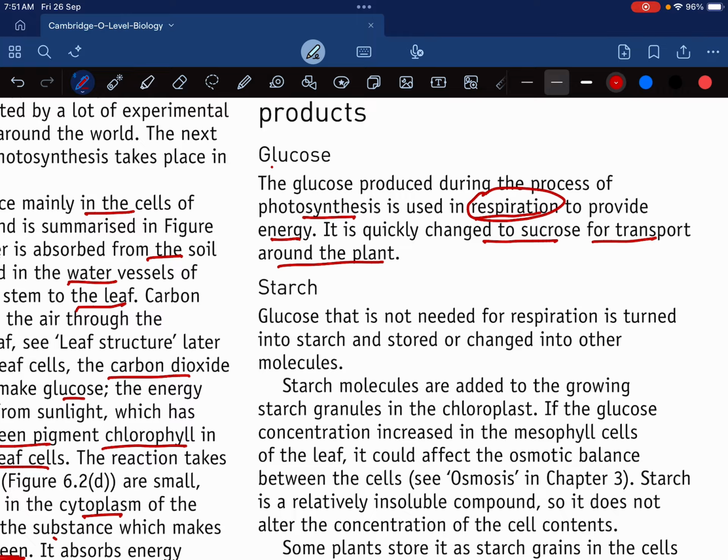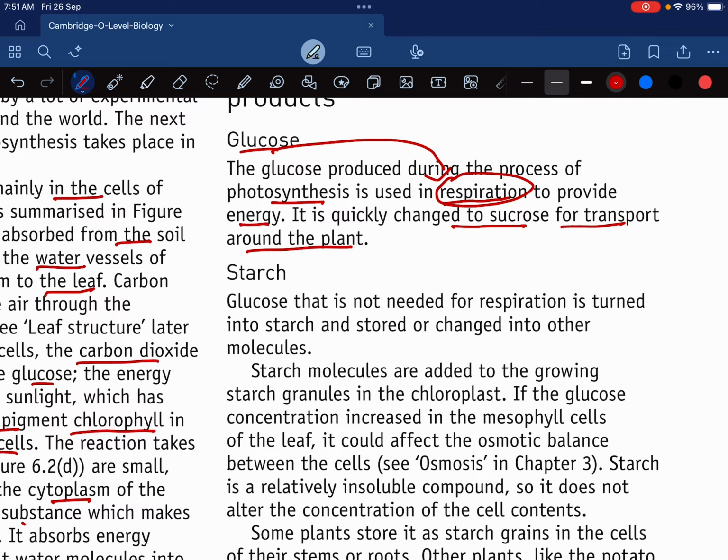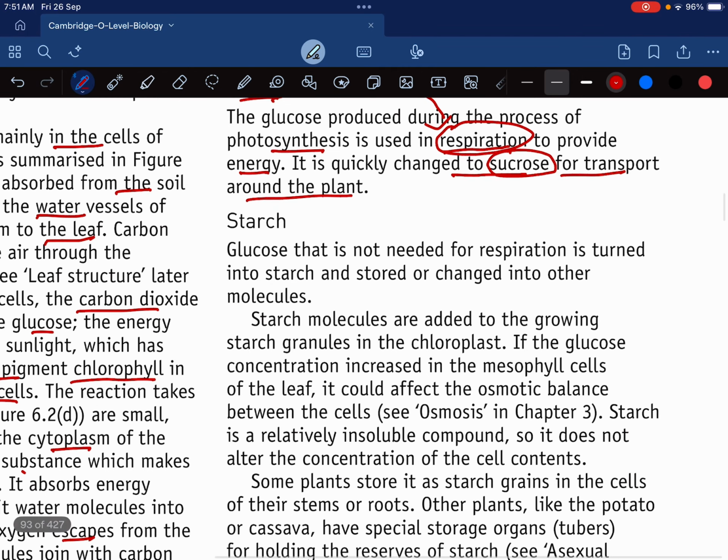तो ये जो ग्लूकोज है C6H12O6, अब ये respiration वाले process में भी जा सकता है to produce energy, to provide energy. या अगर इसको ट्रांसपोर्ट करना होता है ग्लूकोज मॉलिक्यूल में, हम इसको सुक्रोज में कन्वर्ट कर देते हैं to transport around the plant.